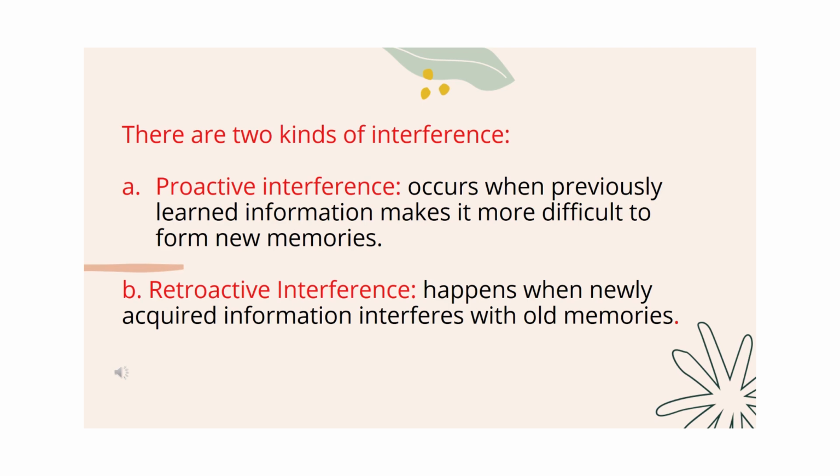So again, in proactive interference, dahil sa old memories, kaya nahihirapan tayong alalahanin ang new information or memories. Pero dito naman kay retroactive interference, yung bagong memories or information ang mas naaalala at yung unti-unti nang nakakalimutan ay yung old or previously learned information.